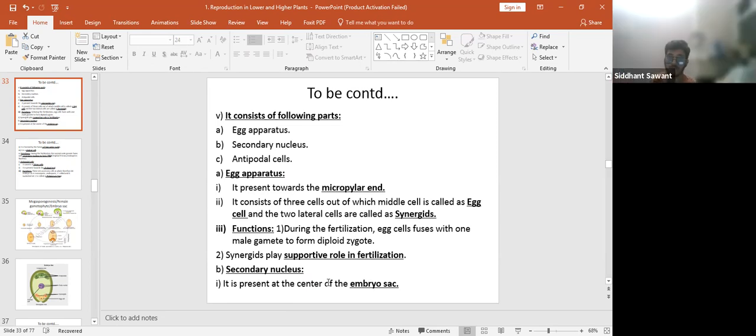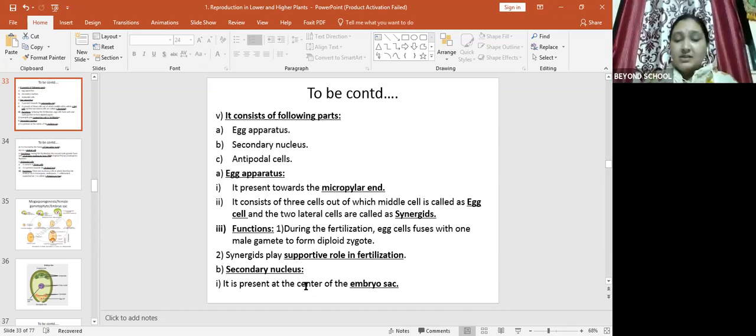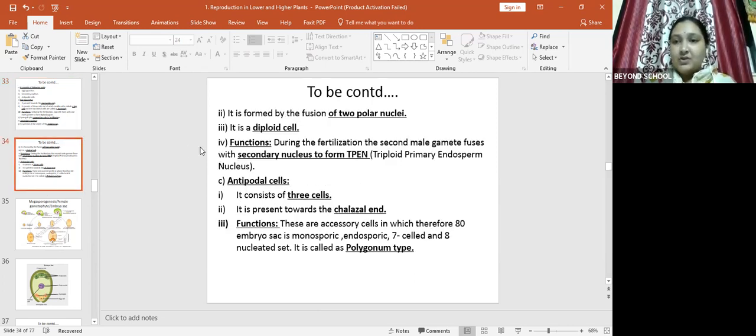Done, ma'am. Done, dear? Okay. Now let us begin with the secondary nucleus. This secondary nucleus is present in the center of the embryo sac. And the polar nuclei which are present both get fused. It is formed by the fusion of two polar nuclei. So whenever these two polar nuclei get fused together, we call it the secondary nucleus itself. Therefore, the secondary nucleus is a diploid cell.